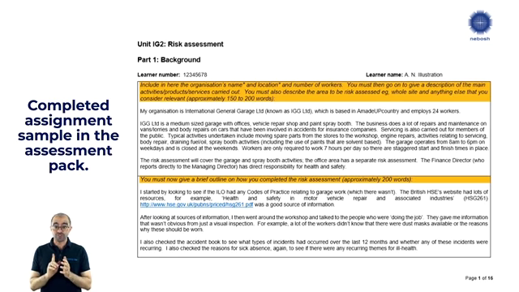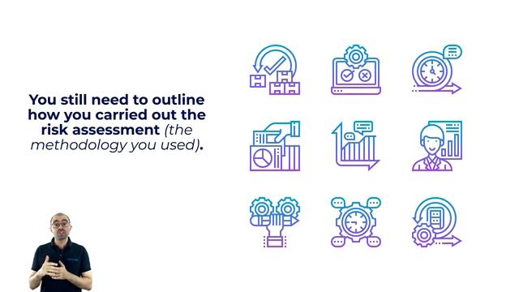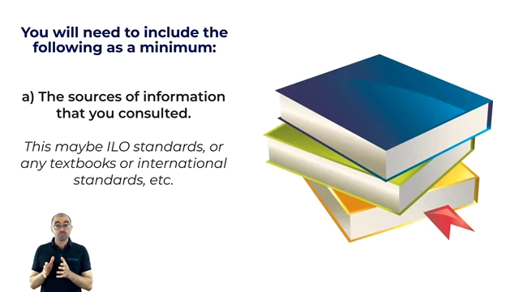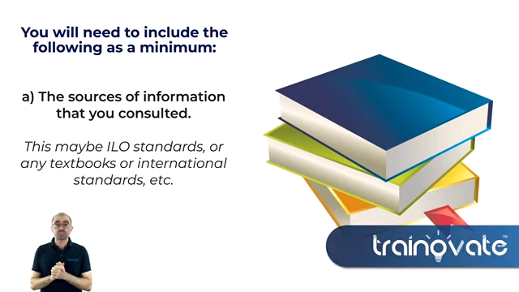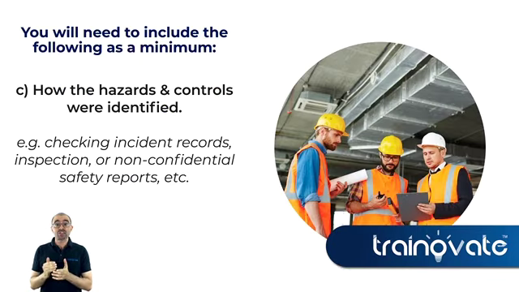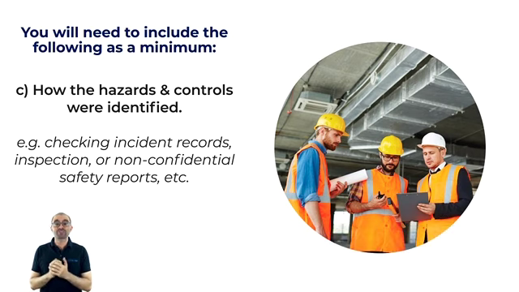You are not yet done with the first stage of the risk assessment. You still need to outline how you carried out the risk assessment or the methodology that you used. For this, you will need to include the following as a minimum. You need to include the sources of information that you consulted. This may be the ILO standards or any textbooks or international standards, etc. Who you spoke to, maybe some of the workers or supervisors, etc., and how the hazards and controls were identified, for example, by checking incident records, inspection, or non-confidential safety reports, etc.